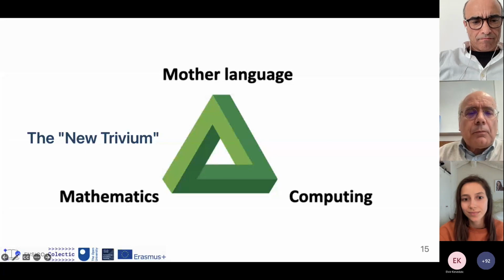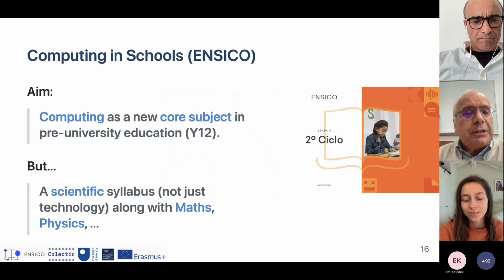So this we call the new trivium. It's still three disciplines, but now computing is taking the place of rhetoric.